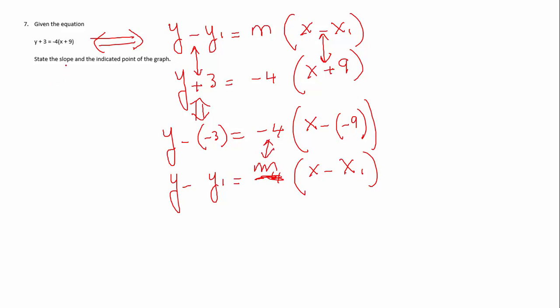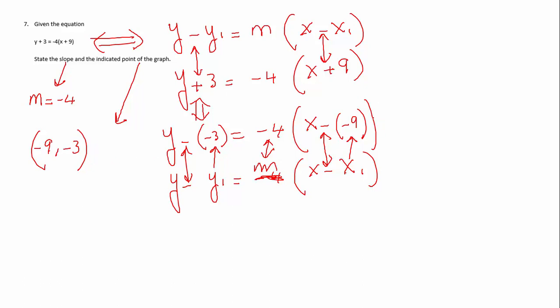I can answer here that the slope is m equals negative 4, and the indicated point is (x1, y1). So y1 is negative 3, x1 is negative 9, because now I satisfied the minus sign. I have a minus sign now. So y1 is negative 3, and x1 is negative 9. And this would be the point of the graph: (negative 9, negative 3).